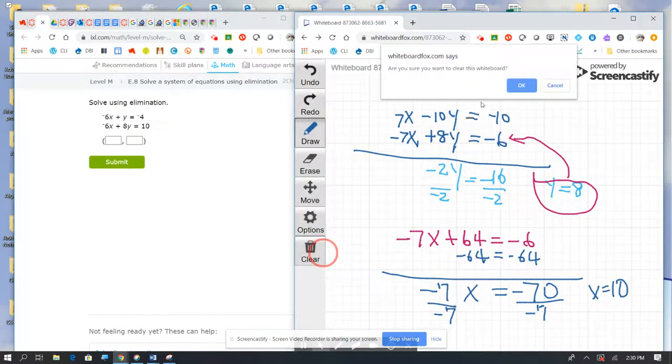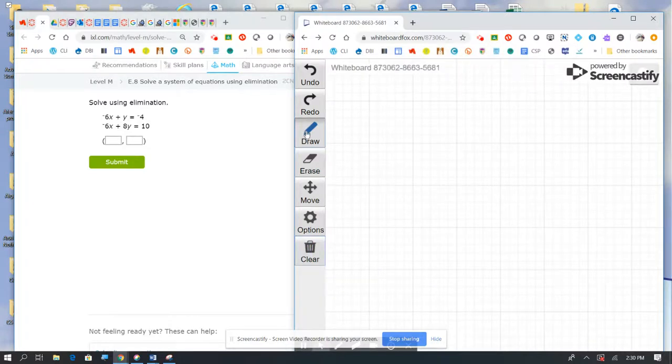Okay, next one. I'm going to do one more, since this is a long process, so I don't want you to get bored. So this is 6x plus y equals negative 4, right? And this is negative 6x plus 8y equals 10. What if I multiply this by negative 1?